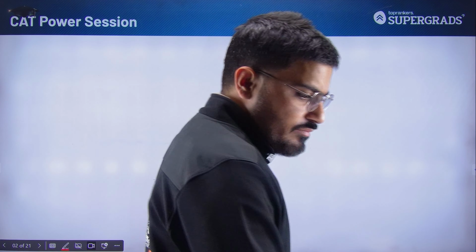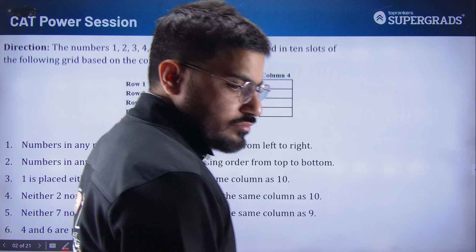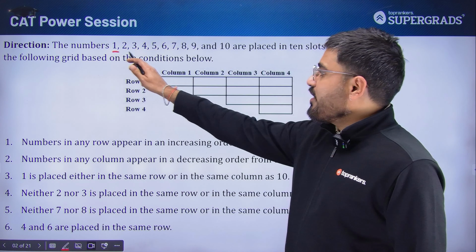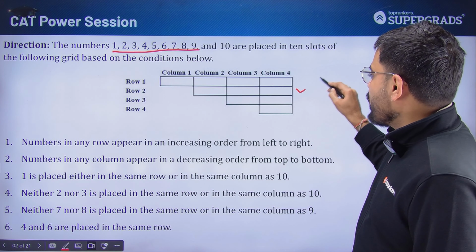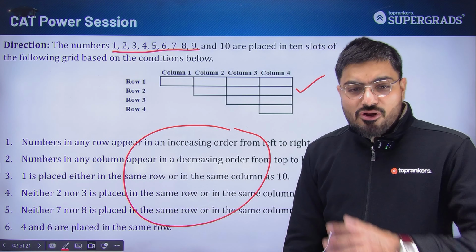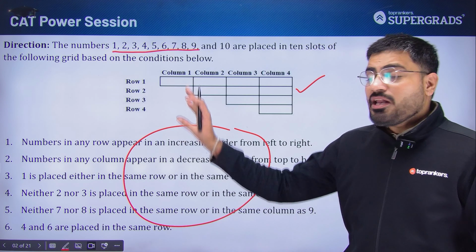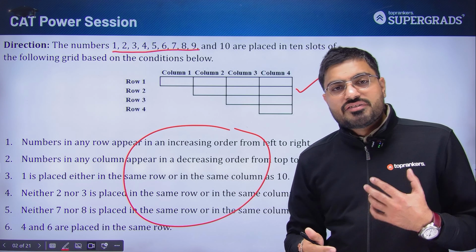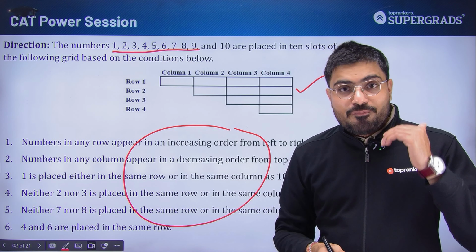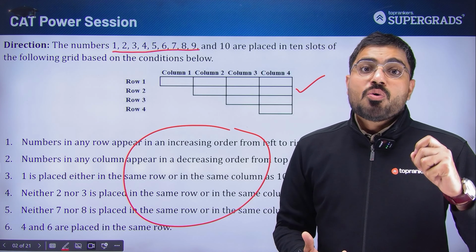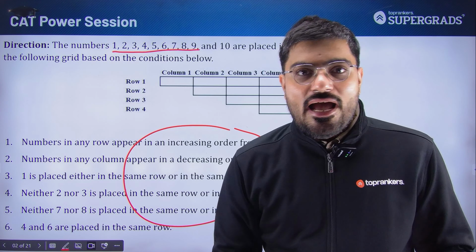Here is a question on distribution where few numbers are given. They have given you few numbers, they have given you a table, and they have given you a set of instructions. Following these instructions, you have to populate these numbers in this table, and that is why it is known as distribution.